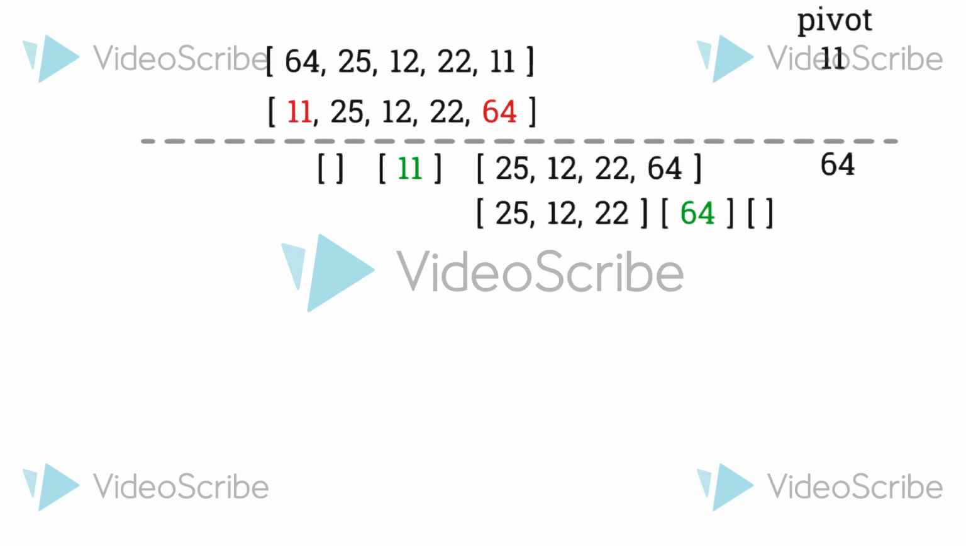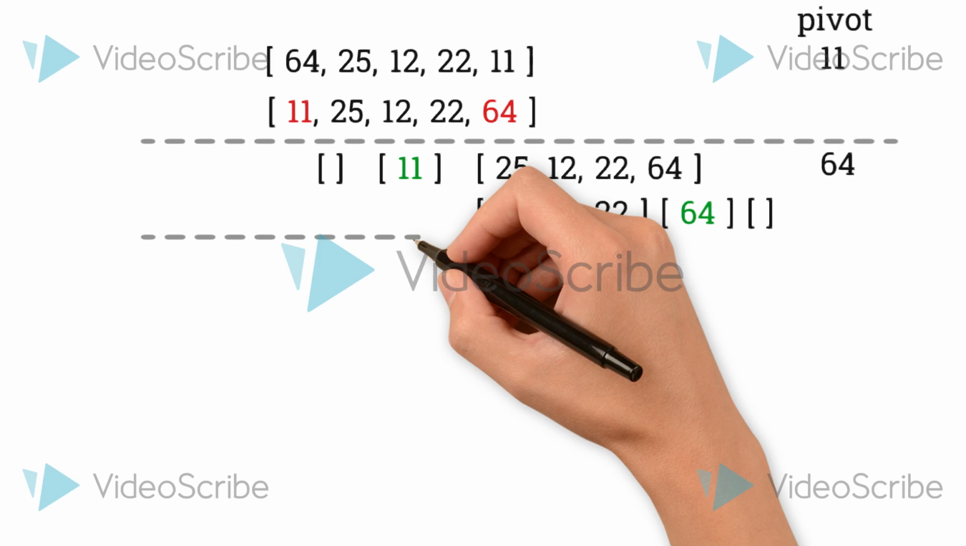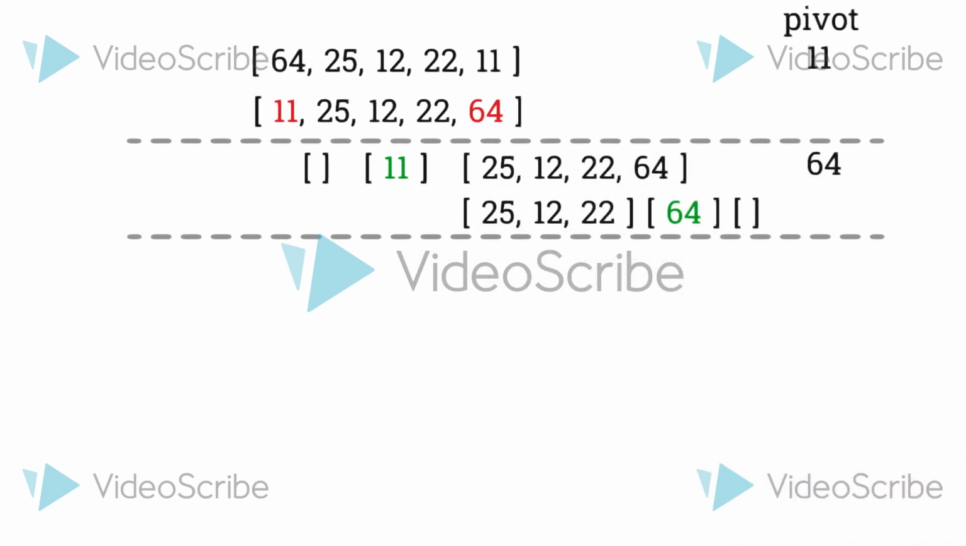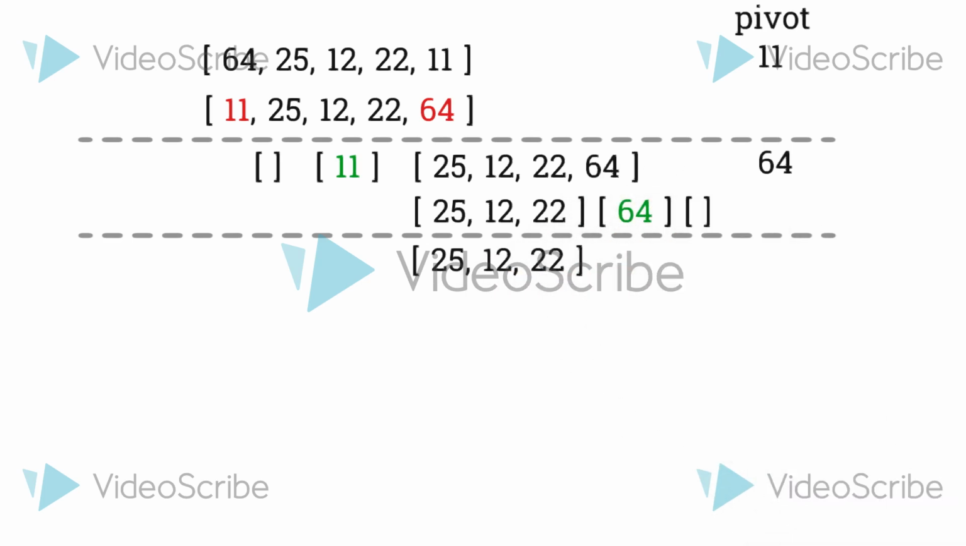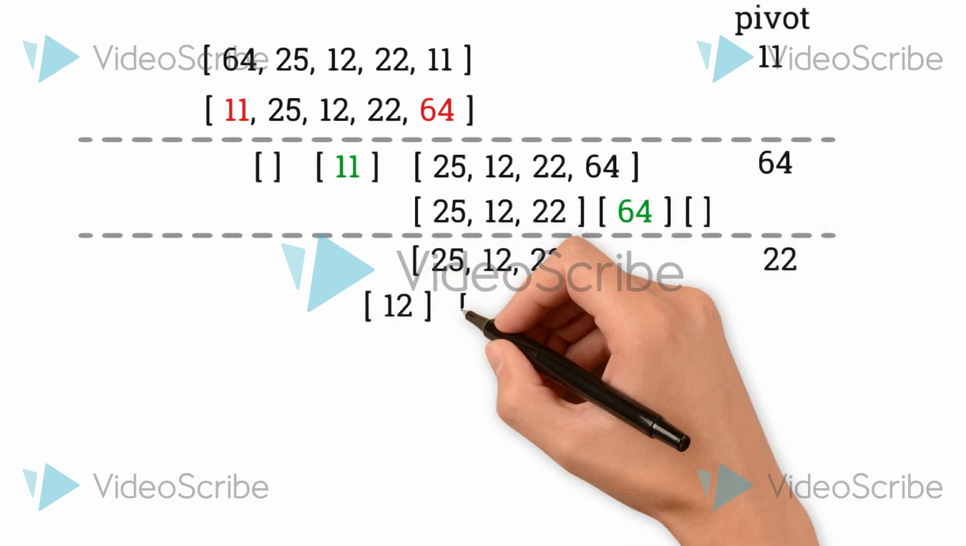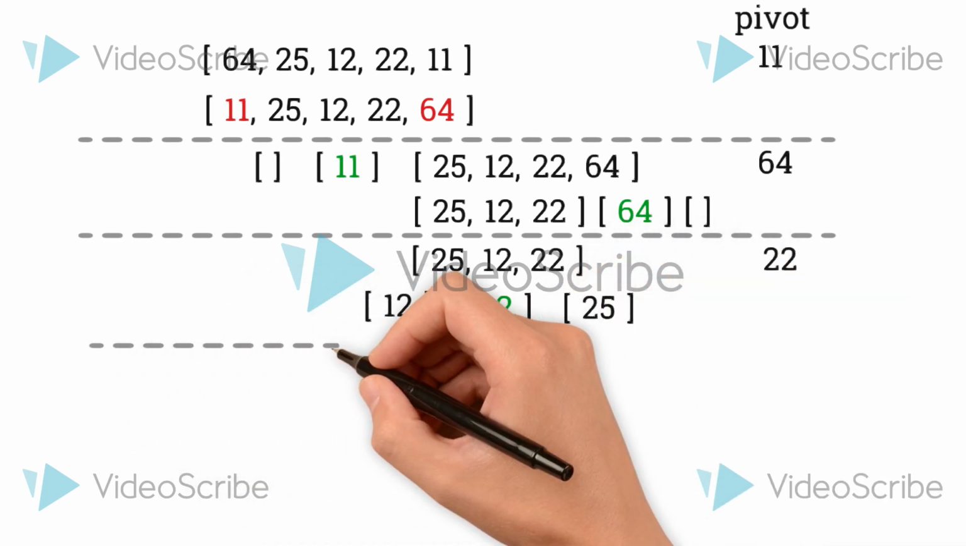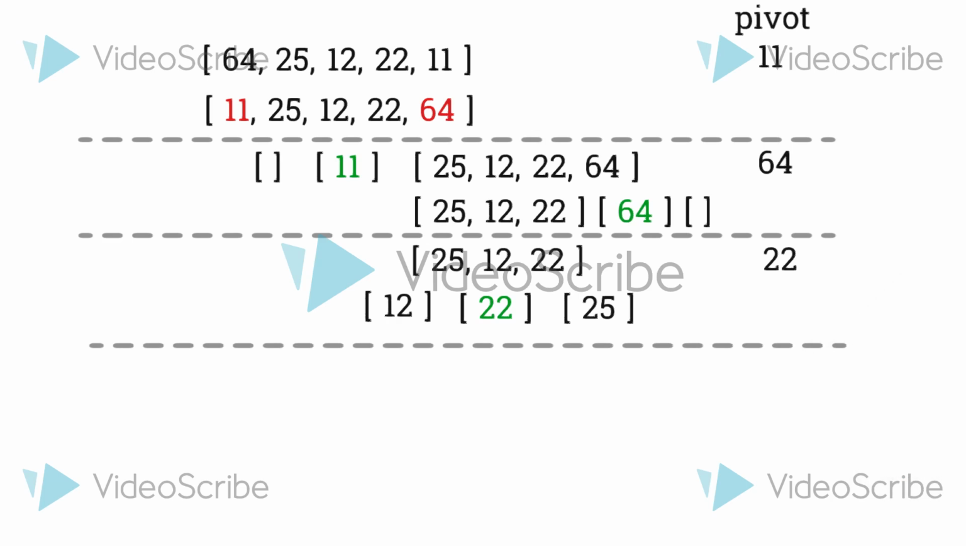In the second round, we pick the last element, 64, in the array and make it the pivot element. Partition the array so that elements smaller than 64 are on the left and larger than 64 are on the right. Once we find the partition position, we can swap it with the pivot element 64. In the third round, we pick the last element, 22, in the array and make it the pivot element. Partition the array so that elements smaller than 22 are on the left and larger than 22 are on the right. Continue the process until the entire array is sorted.